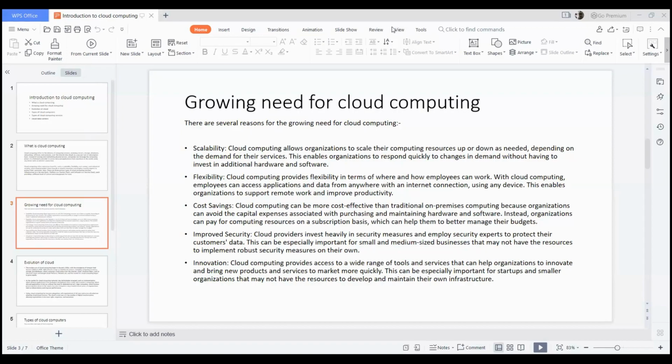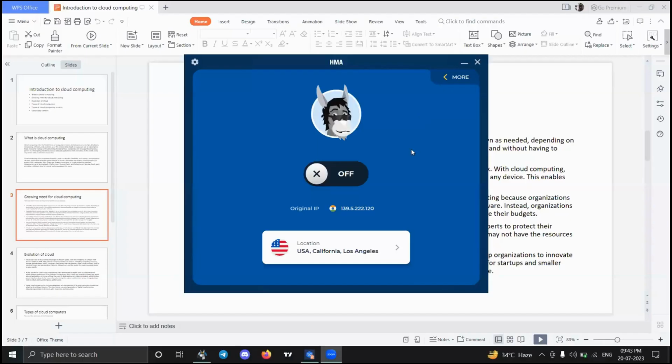Is it visible by the way on screen? Only the PPT is visible. I don't think it would be visible. Yeah, let me share it full screen. Okay, now it's visible. Yes, sir.